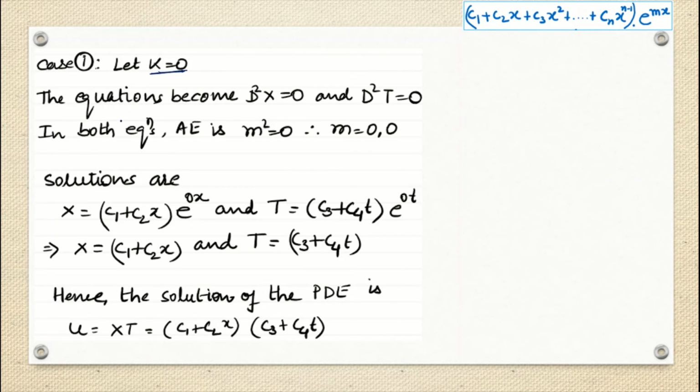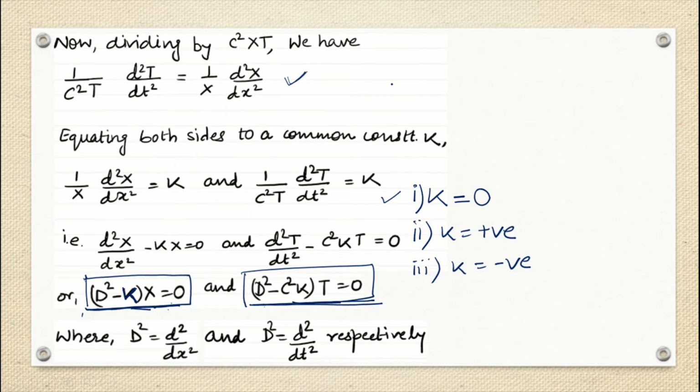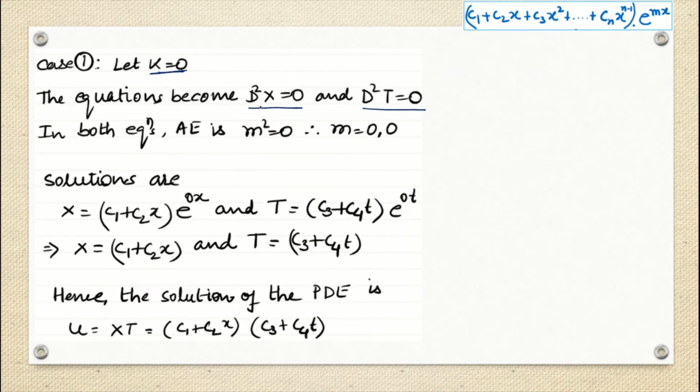In that case our equations will become D squared x equals 0 and D squared t equals 0. Because now k is 0, so D squared x minus kx is D squared x equals 0, and k is 0, so c squared k is also 0. That means D squared t equals 0. So we have written down these two equations. This is one simple ordinary equation. To solve the ordinary equation D squared x equals 0, what do I have to write down?